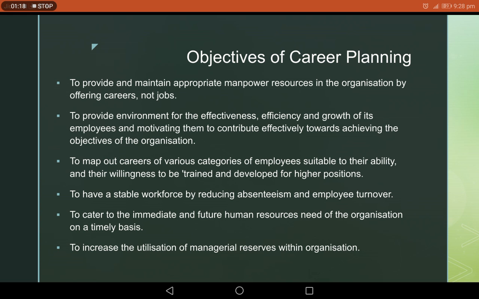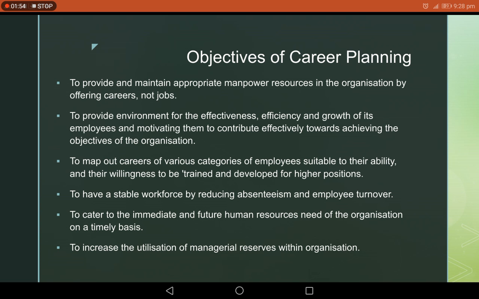To have a stable workforce by reducing absenteeism and employee turnover. It is not good to have frequent changes in the hiring of employees in an organization. If every 6 months or 1 year employees leave their jobs, something must be wrong both with the employees as well as the organization. So it's one of the objectives of career planning to have a stable workforce.